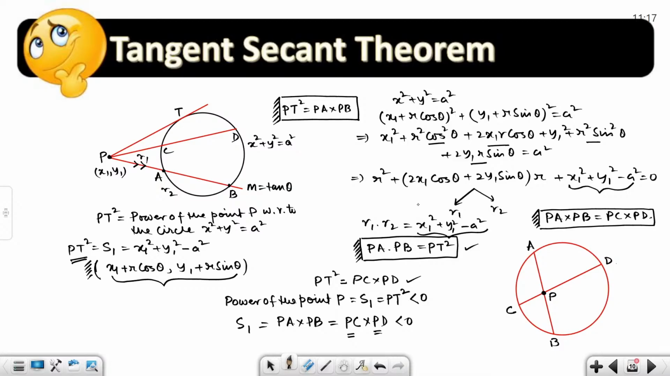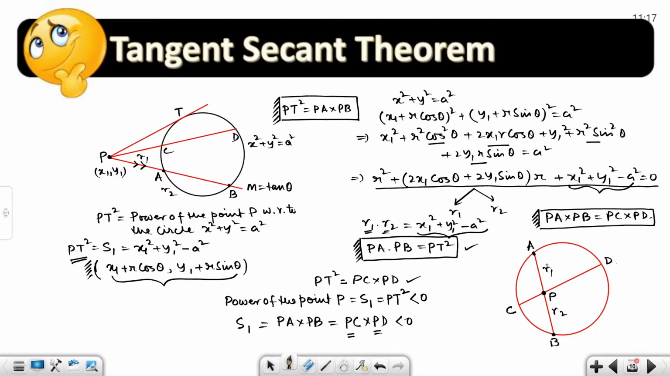That is the reason why I have proved the formula by using this form. In this form, what do your R1 and R2 represent? It represents the length PA and PB. Yes or no? In this case, it represents the length PA and PB. But you see, the point A and point B are on the opposite side of point P.